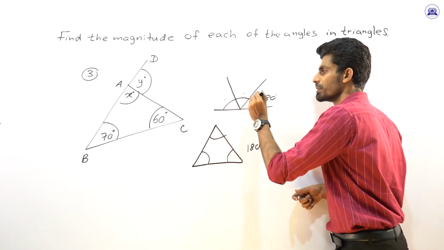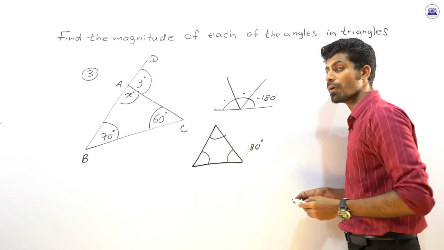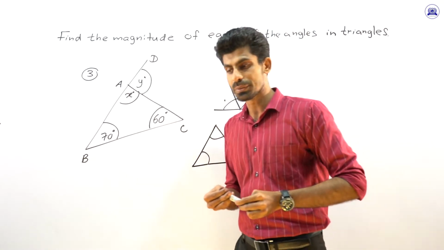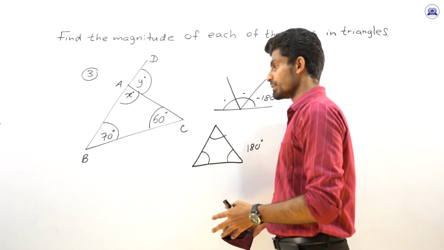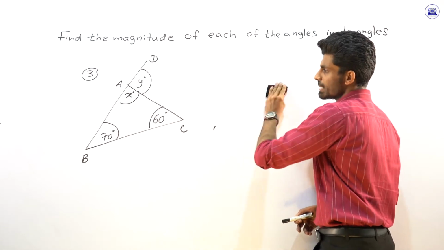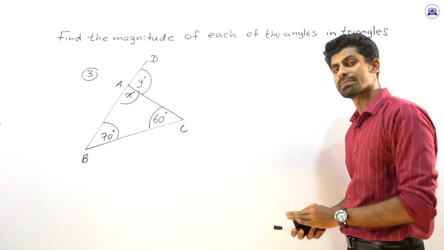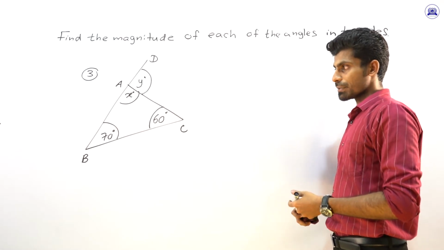That means the summation of all three angles equals 180. So that one is also a theorem. We need to learn that one, and we need to use it for this question. Don't worry, I will explain that one to you. Then you can easily solve the question.